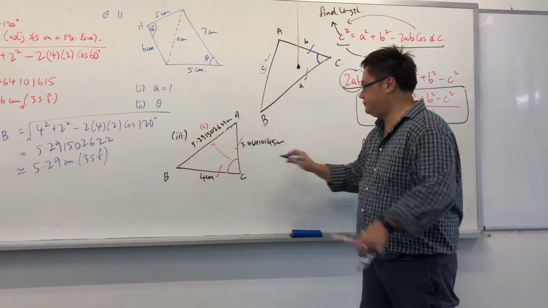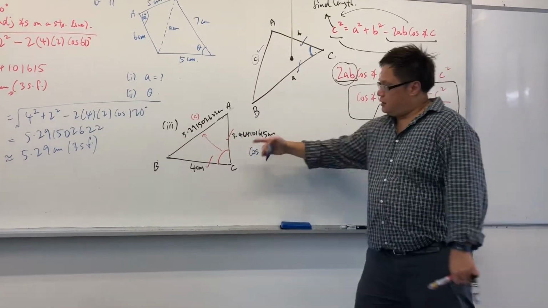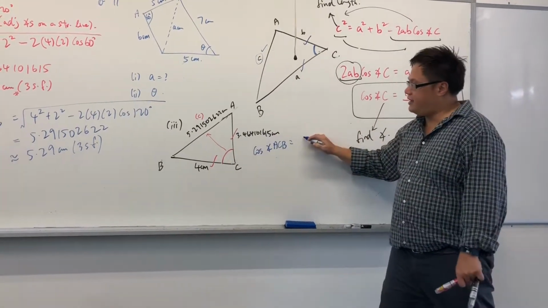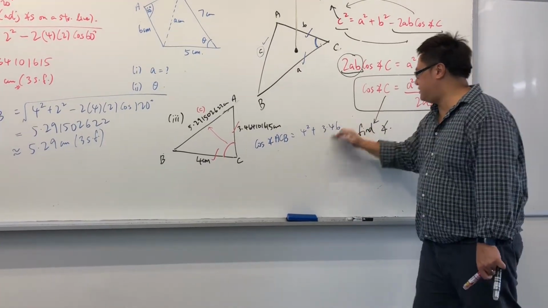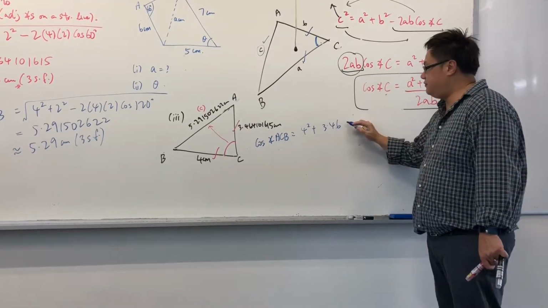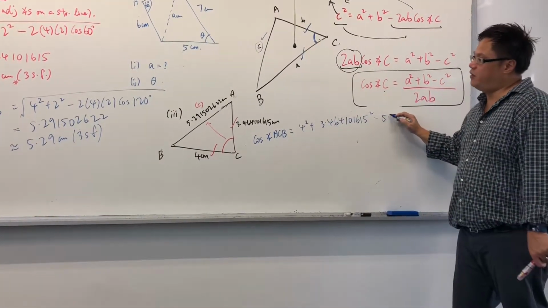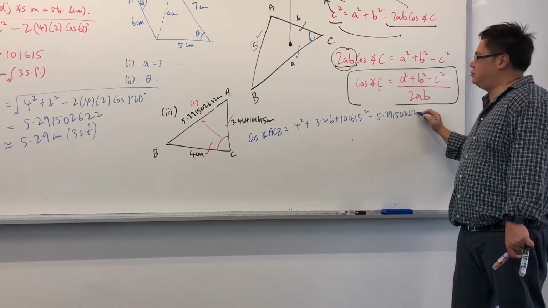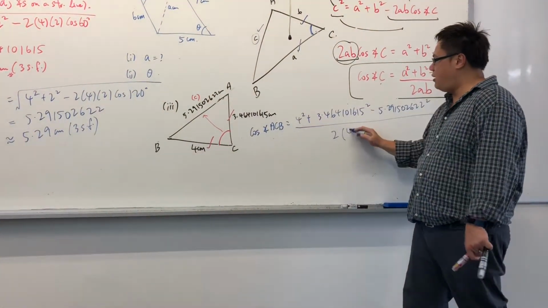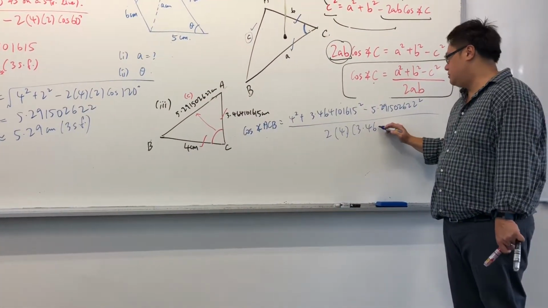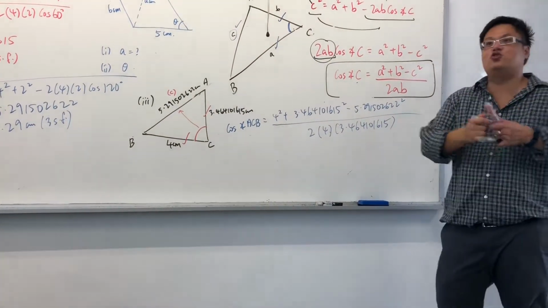So cosine angle ACB is equal to A square plus B square. So A square is 4 square plus B square, 3.464101615 square, minus 5.29150262 square. Everything divided by 2AB. So 2, my A is 4, my B is 3.464101615. Okay, is this super clear to everybody?